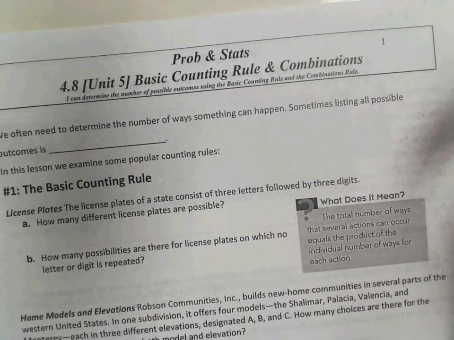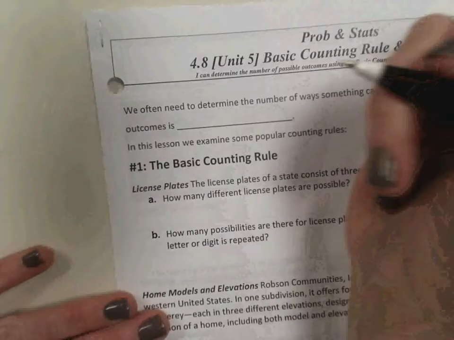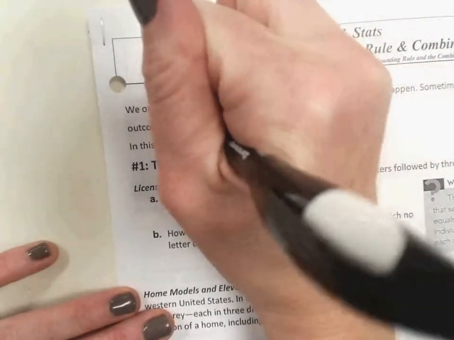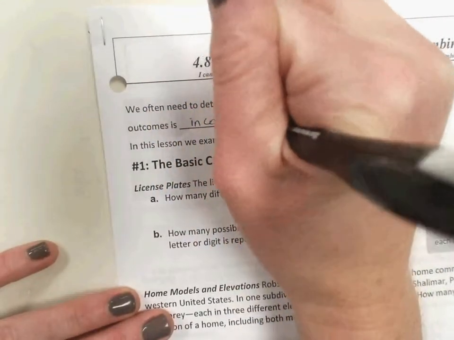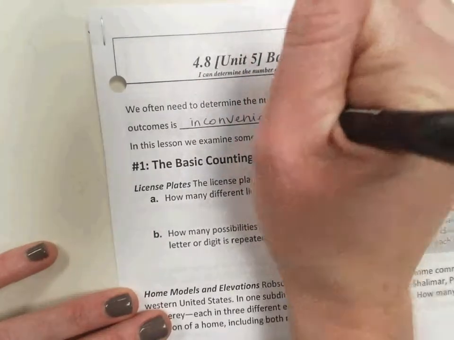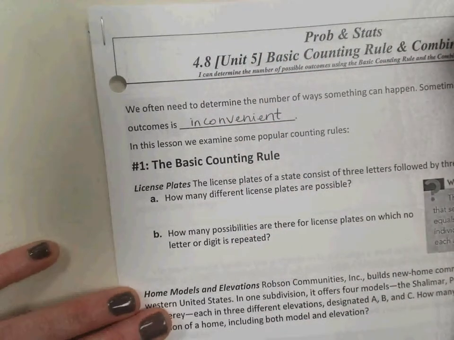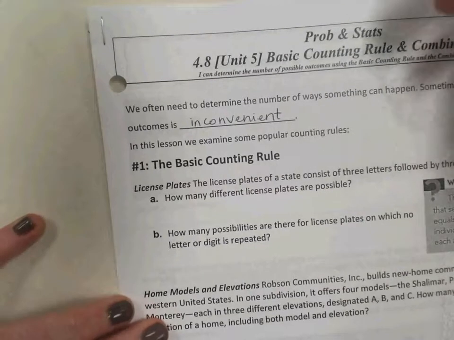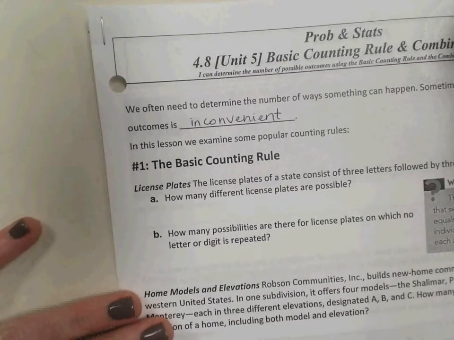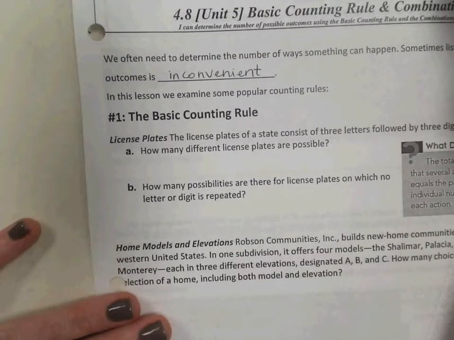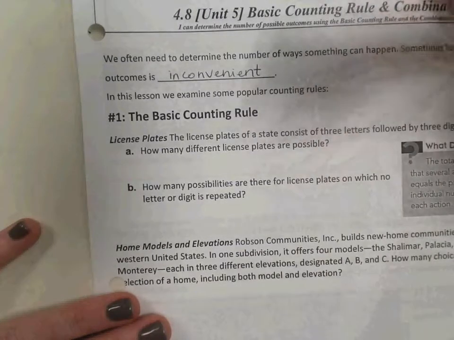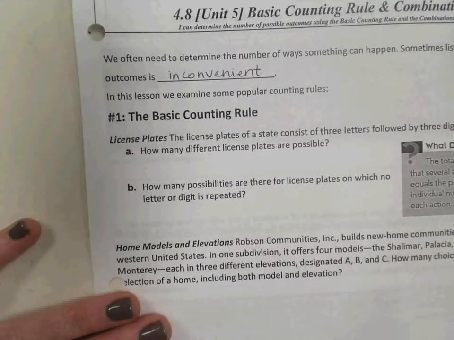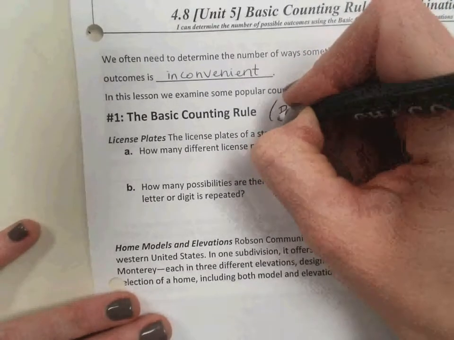So sometimes listing all the possible outcomes is inconvenient. We only had 4 letters to choose from, and we didn't even finish listing out all the possible outcomes. So it just takes a long time, right? So our first way to determine the number of possible outcomes is just the basic counting rule. We sometimes abbreviate that BCR.